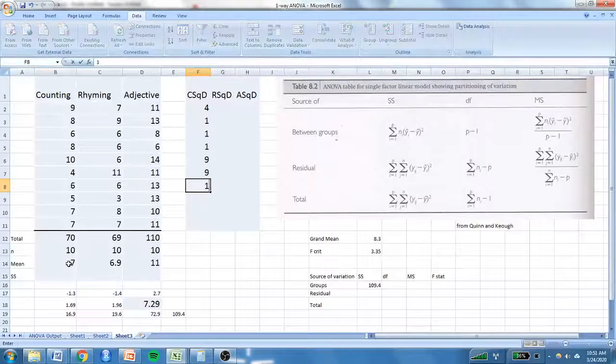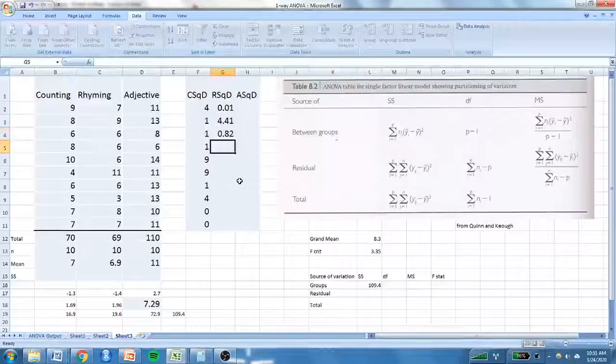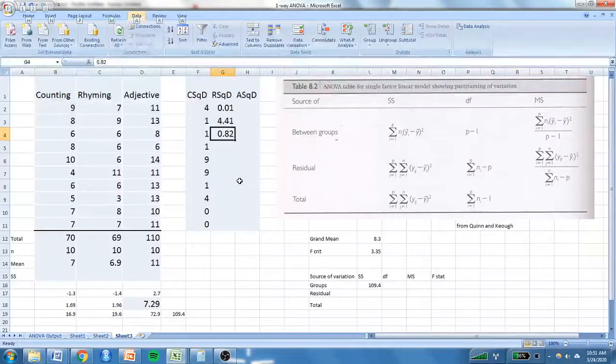Okay, I've actually done these, so you can stop the video now and do them. Make sure we have the same numbers. Again, 7 minus 6.9 and square. Okay, that's 0.01, 4.41, 0.81. Oh, that's wrong. Wow. Oh no. Oh, guys. Okay.